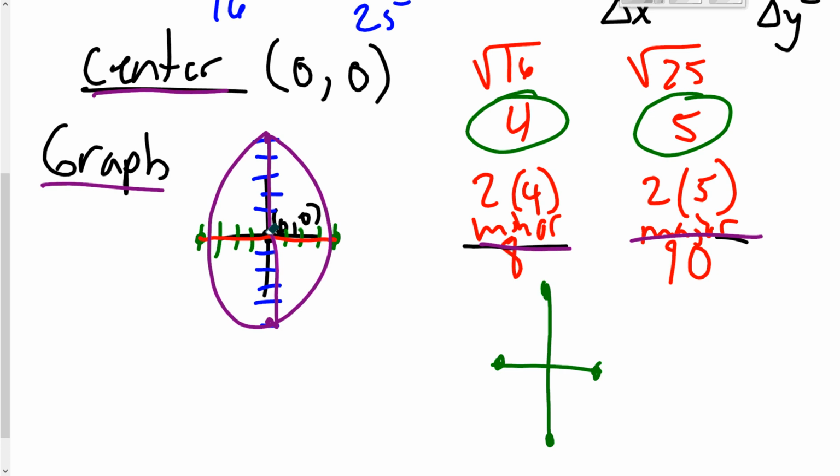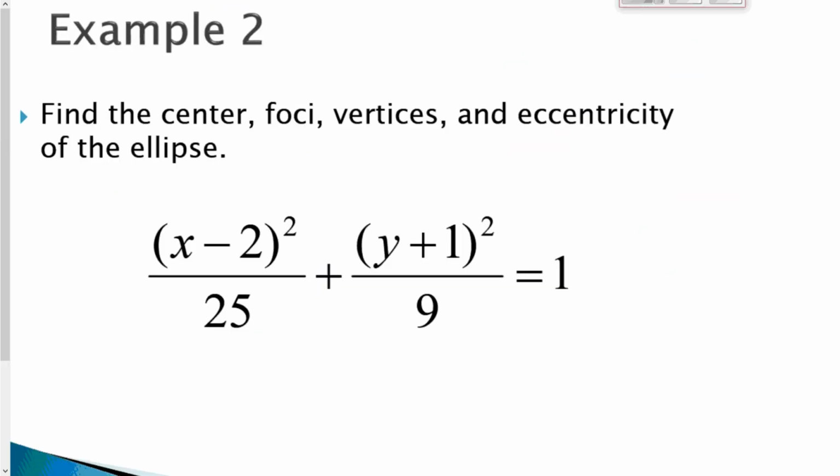Graphing, you graph from your center, you take the square roots of the denominators, and whatever letter is in the numerator of that denominator is going to tell you which way to go, either vertical or horizontal, with that number. Okay, so here's another example.